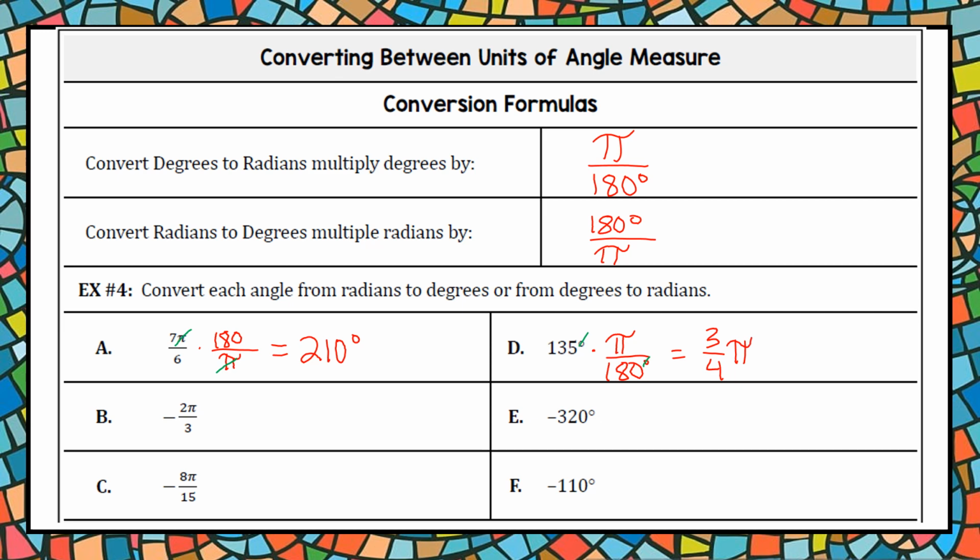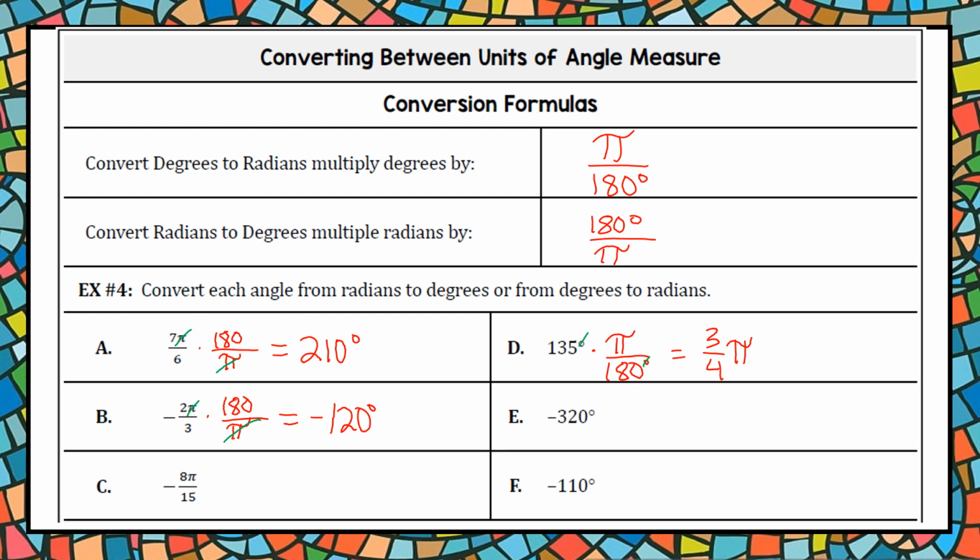So let's just do a couple more here. Part B: I'm given it, there's no degree symbol, so I know that it is in radians. So I'm going to multiply by 180 over pi. Since I'm trying to go to degrees, I really do want those pi symbols to cancel out. And when they do, and I do a little bit of simplifying, I am going to get negative 120 degrees.